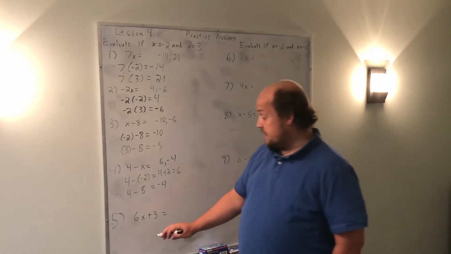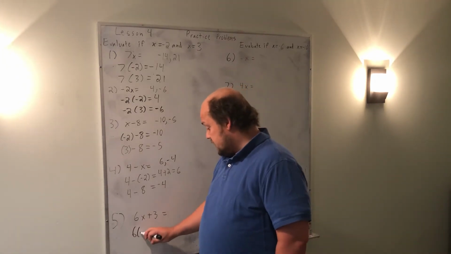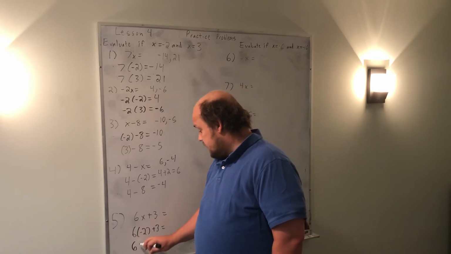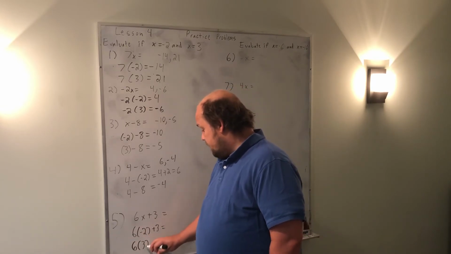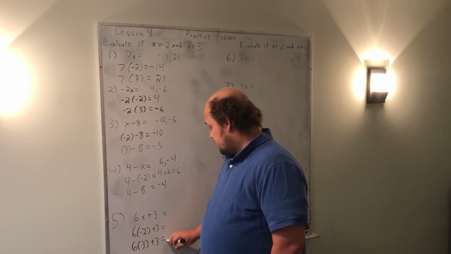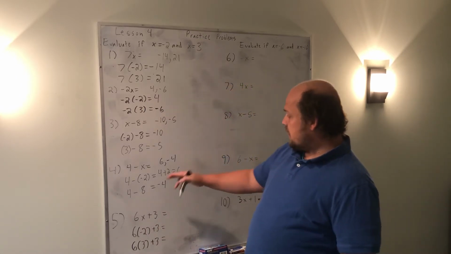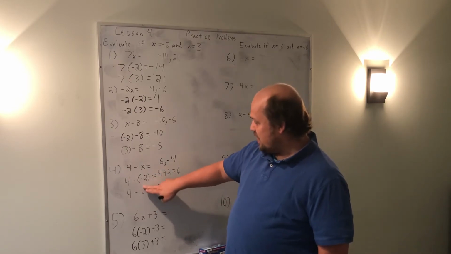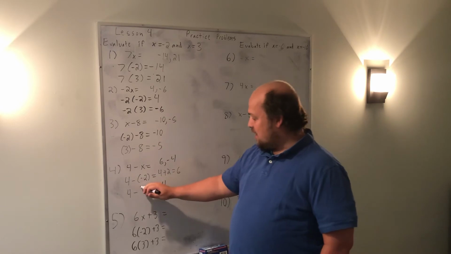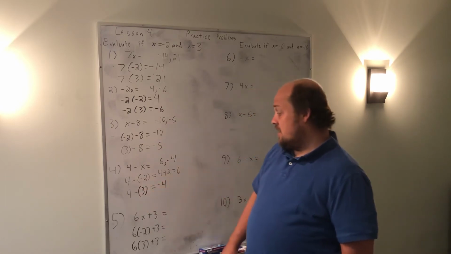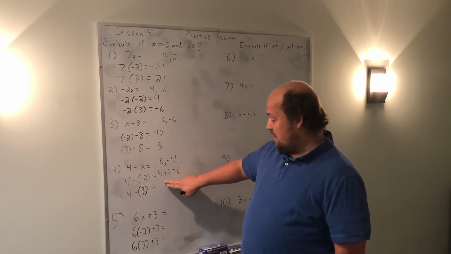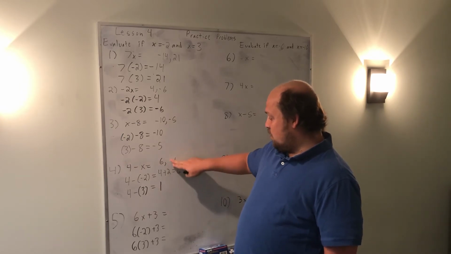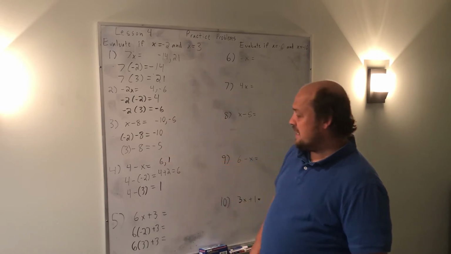When I go to do 6x plus 3, I'll first do 6 times -2 plus 3. Then I'm going to do 6 times 3 plus 3. It looks like I messed up the previous one. I apologize. I'm going to go back for a second. I was trying to plug in 8 from looking above. I should have been plugging in 3. So if I plugged in 3 properly, 4 minus 3 would have given me 1 instead of that -4.